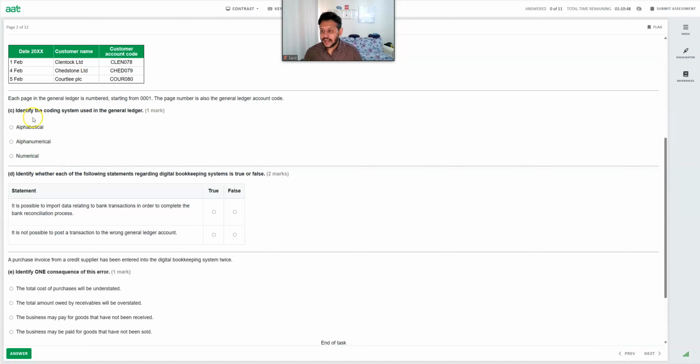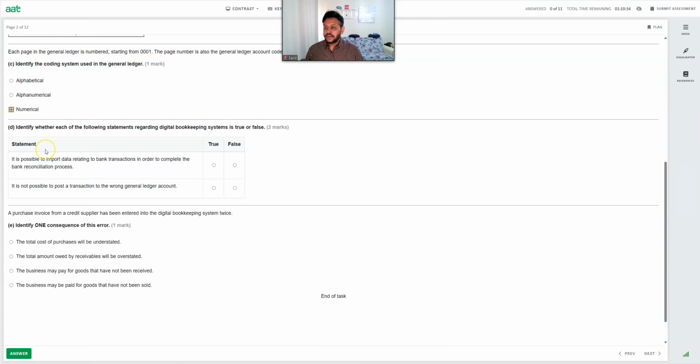All right, so identify the coding system used in the GL. We always use numerical, so that is numbers, not the alphabet. Remember that. Then we have: identify whether each of the following statements regarding the digital bookkeeping system is true or false. Now, a digital bookkeeping system is normally represented by software, for example, QuickBooks, Sage, or Xero.